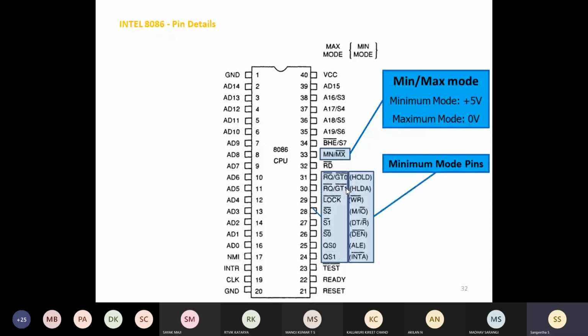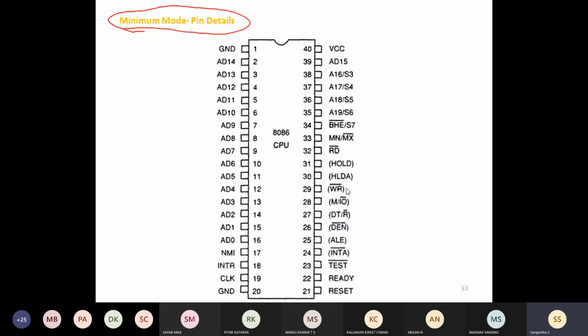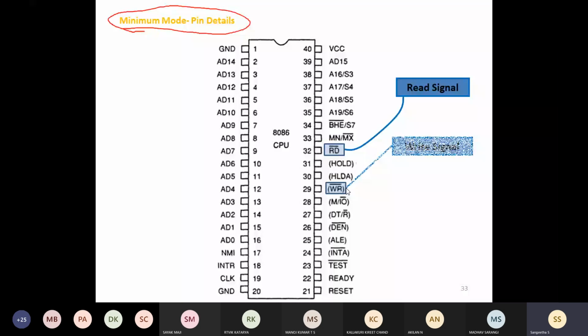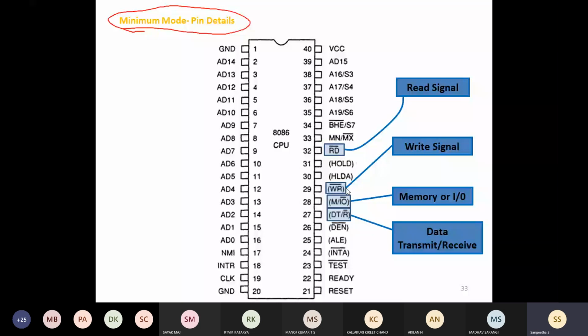So the minimum mode pin details we have seen. RD low means a read is indicated. Similarly, WR low means a write signal is performed. M/IO tells whether it is accessing memory locations or IO devices. Similarly, DT/R bar is data transmit or receive, and DEN is data enable, the data bus enable.